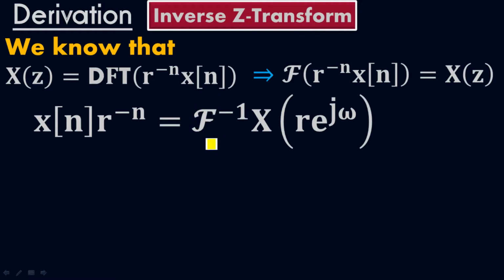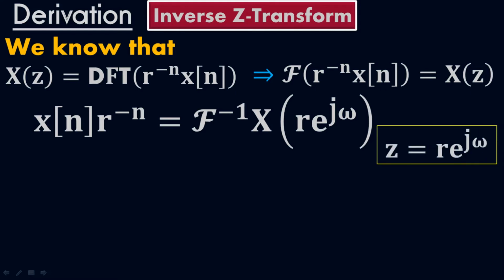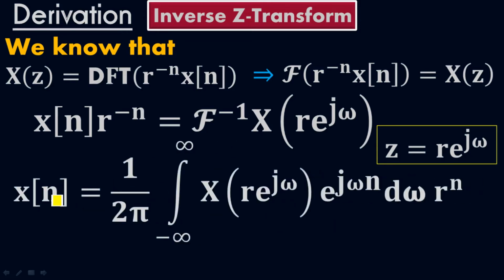It is the notation of the inverse Fourier transform. So we're going to put the formula of the inverse Fourier transform here. R times e to the j omega equals z. Just put r times e to the j omega equals z in the equation of the inverse Fourier transform. So I will have x of n equals 1 over 2 pi times the integral of X of r times e to the j omega times e to the j omega n d omega times r to the n. Look, F to the negative 1 is the inverse Fourier transform, the equation of which you should remember.